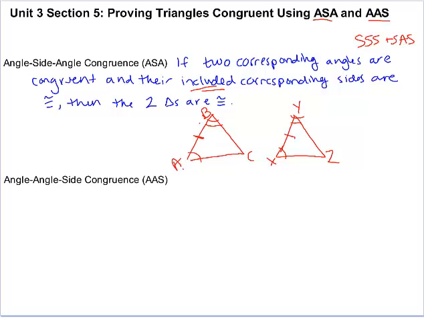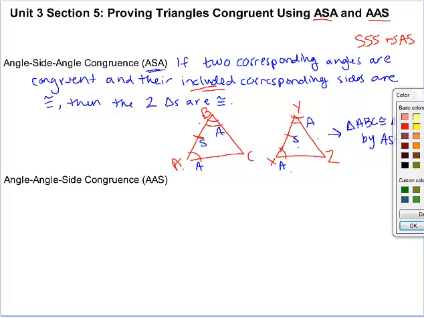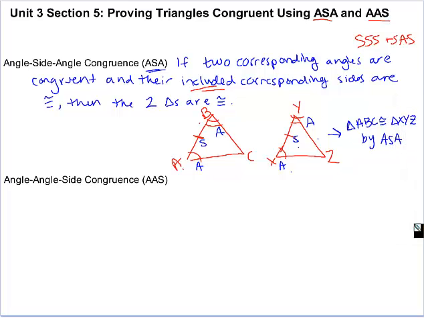Now if this happens, then the two triangles are congruent. Notice that if we do the labeling trick, this becomes angle, side, angle, angle, side, angle, and it follows the acronym around. So we can clearly see which way it's happening. If we have two triangles set up like this, we could say that triangle ABC is congruent to triangle XYZ by angle, side, angle.